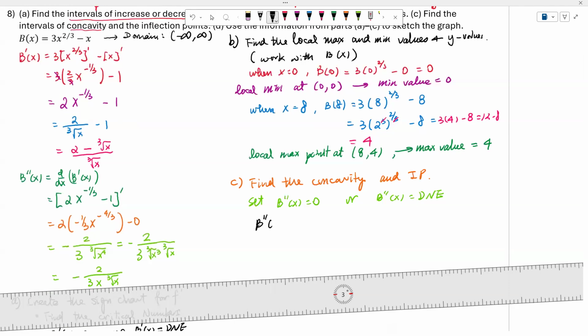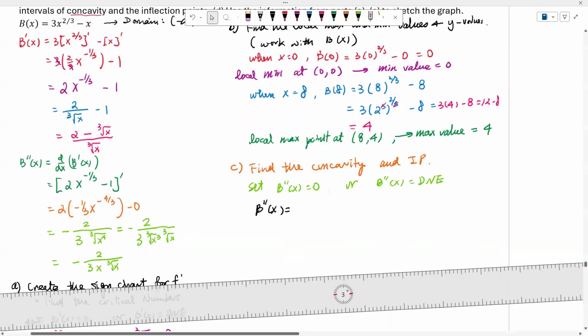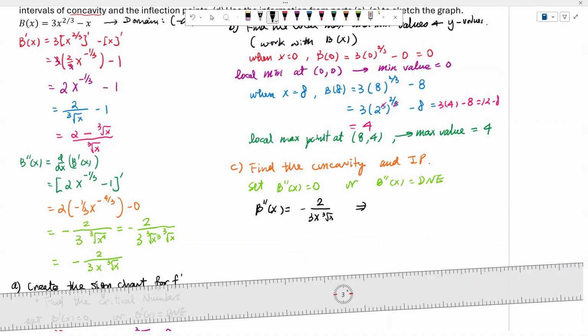Then we have b double prime of x is equal to negative 2 over 3x cube root of x. That means the only number that makes b double prime undefined is when x equals 0. Then now let us work with the b double prime. So again, we have this 0. And right now I would like to work with 2 test points. Maybe let us work with -1 and 1, right?